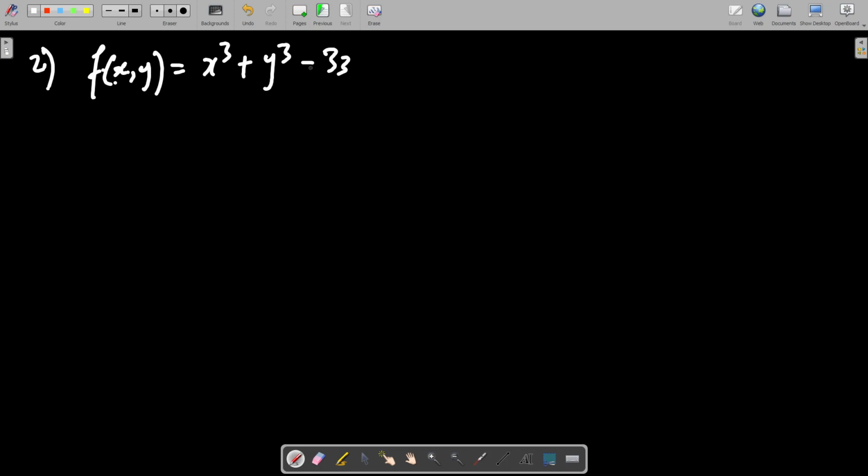Next example over here. This is example number 5 in the book in the exercises. So f(x, y) is equal to x cube plus y cube minus 3xy plus 15.